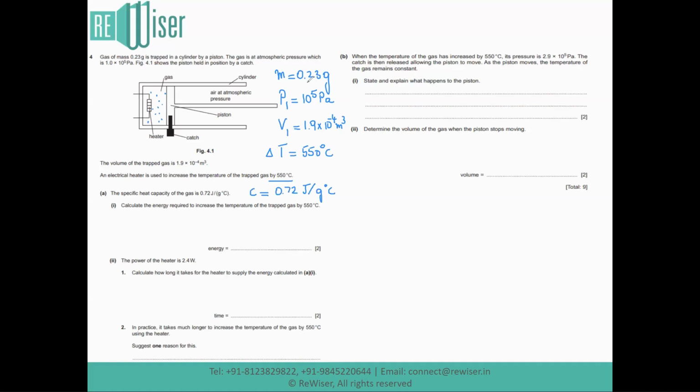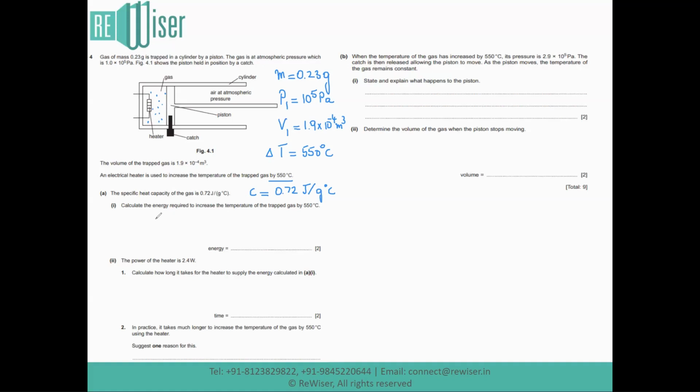Usually, I would have asked you to convert mass, which is in grams, to kilograms. But since here, the specific heat capacity has the unit gram inside it, there is no need to convert mass into kilogram. We can and we should substitute mass in grams.